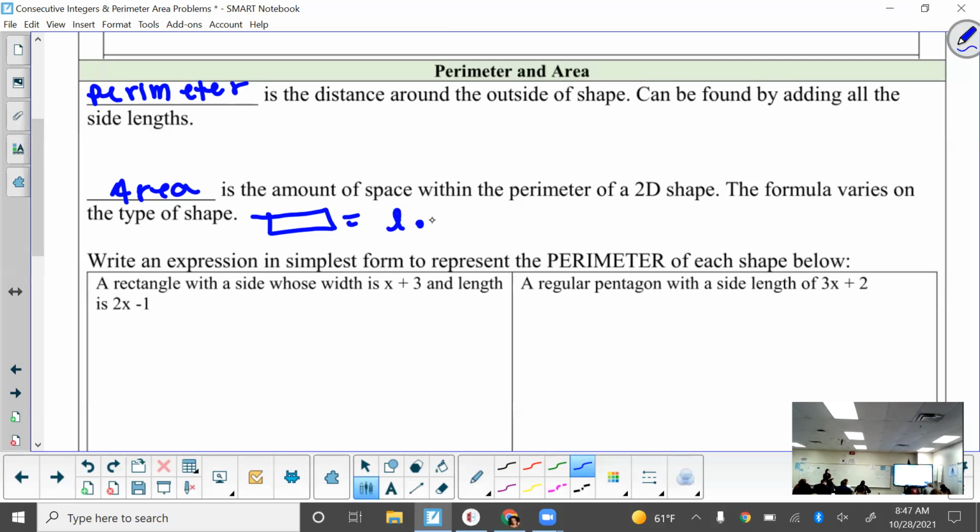Length times width. If you don't know that, you need to know that. You can't solve if you don't know the formula. And then what about a square? What's that formula for area?